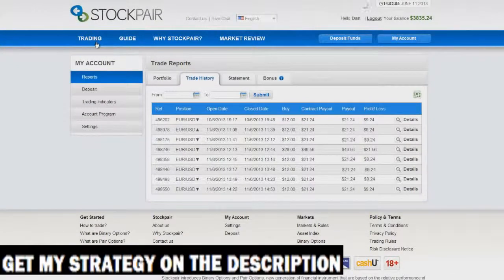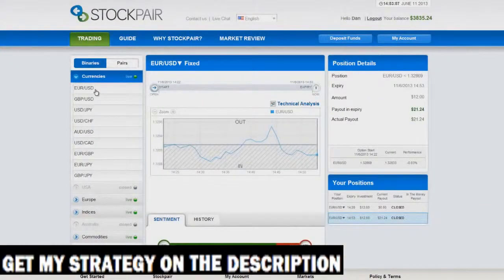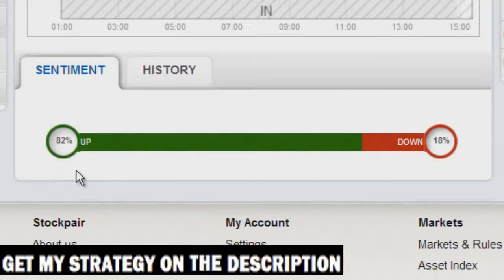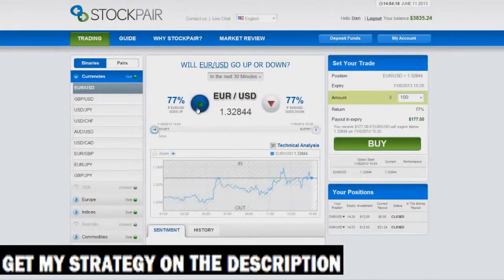I'm going to stick with Euro USD. I'm going to look at the Sentiment tool and see what direction most traders are trading. As you can see, 82% saying it will go up, 18% saying it's going to go down. So we're going to stick with the majority. We'll click on the Up Call button. We'll enter the amount of $12.